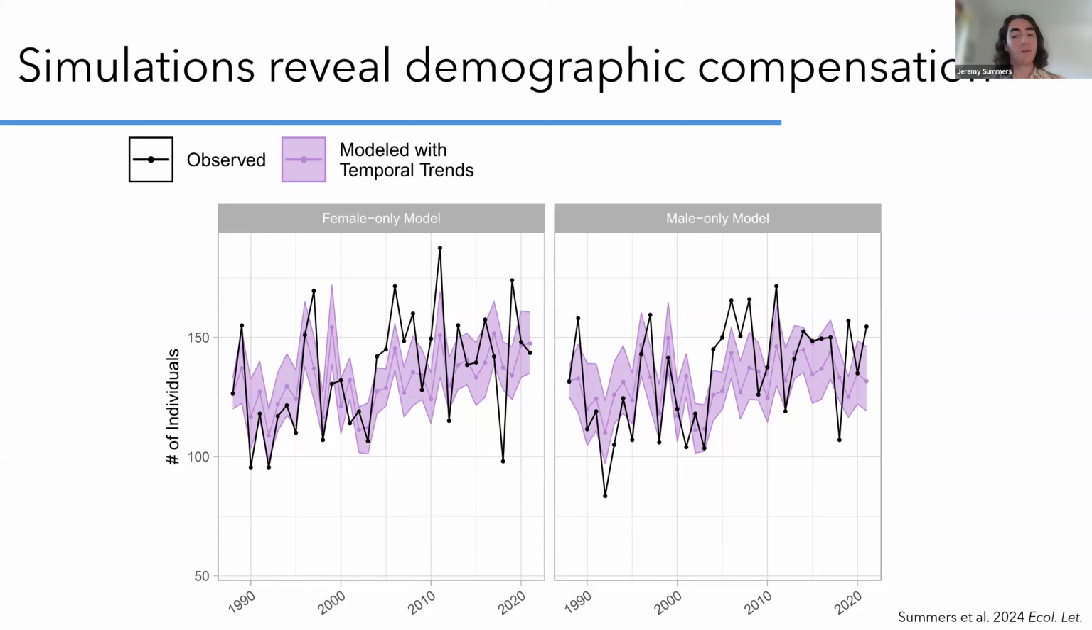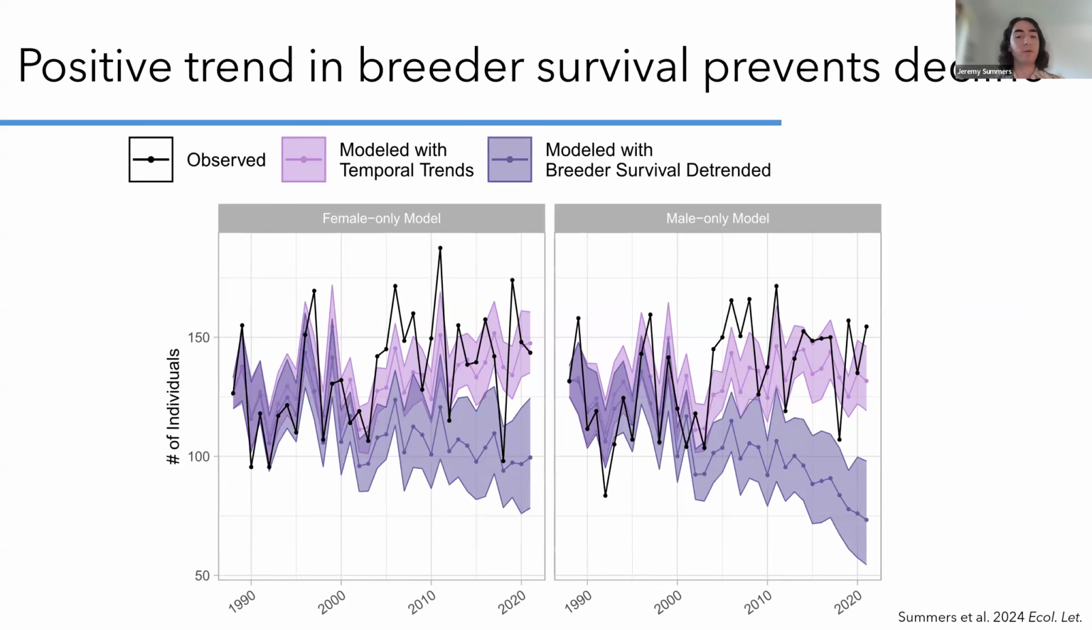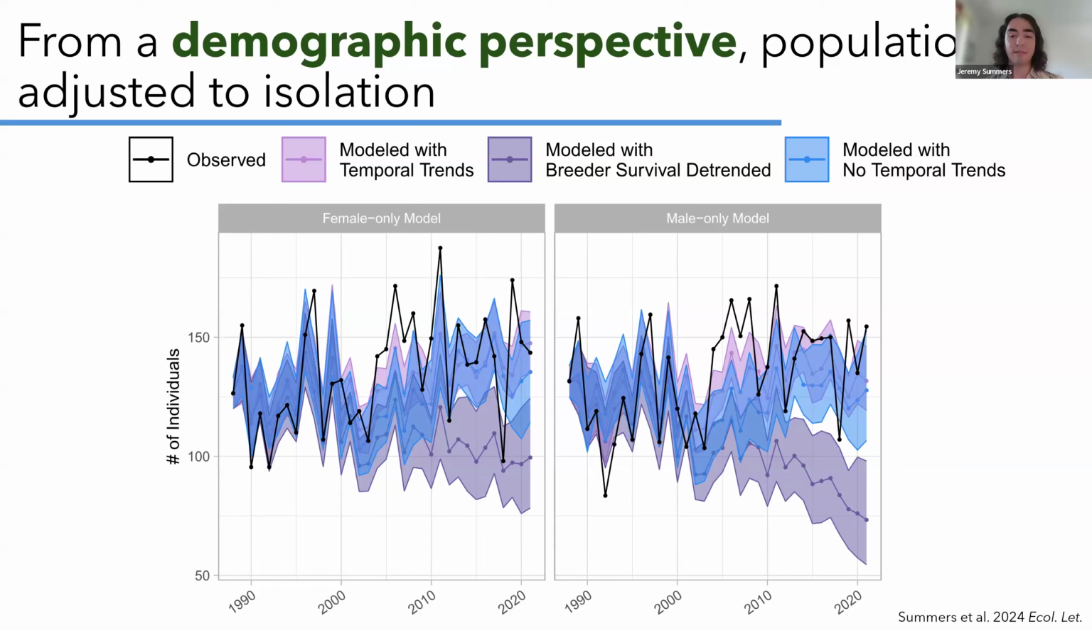The base simulations, with all trends, closely matched the observed results, with deviations caused by outlier years. We then used a female and male-specific model due to slight differences in demographic rates between sexes. Once we removed the increasing trend of breeder survival, the population declines. However, if we also remove the decrease in immigration and the increase in inbreeding, the population then becomes stable once again. The restoration of stability means that breeder survival is specifically compensating for the consequence of isolation.